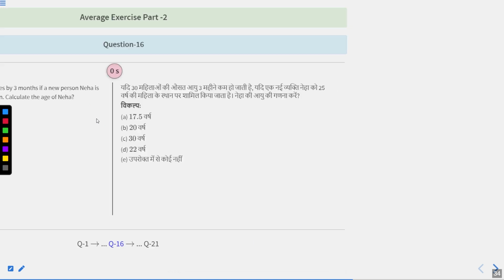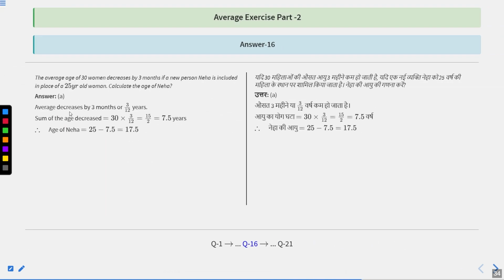Now time's up. Let's see the solution. The average is decreased by 3 months. If we convert to years, it becomes 3 by 12, which is 1 by 4. Clear? Now the decrease in the sum of ages is 30 into 1 by 4, so when we calculate it, we get 7.5 years. So what will be the age of Neha? The woman's age is 25 years and Neha will be younger than this woman by 7.5 years. So the age of Neha will be 17.5 years, which is the correct answer. Next one.